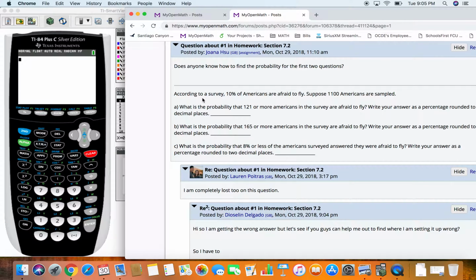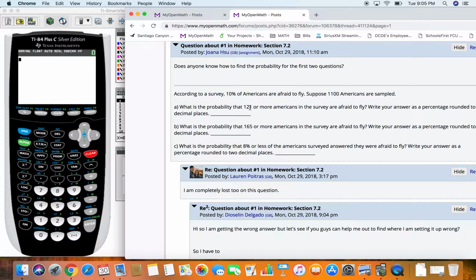The problem says, according to a survey, 10% of Americans are afraid to fly. Suppose that 1,100 Americans are sampled. That's your N value. The 10% is your population proportion, or P. We want to know what is the probability that 121 or more Americans in the survey are afraid to fly, and you want to write your answer in a percentage.